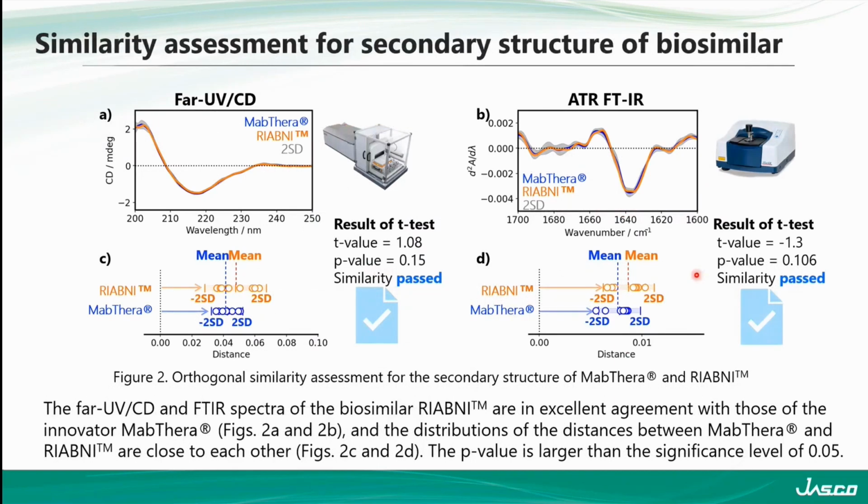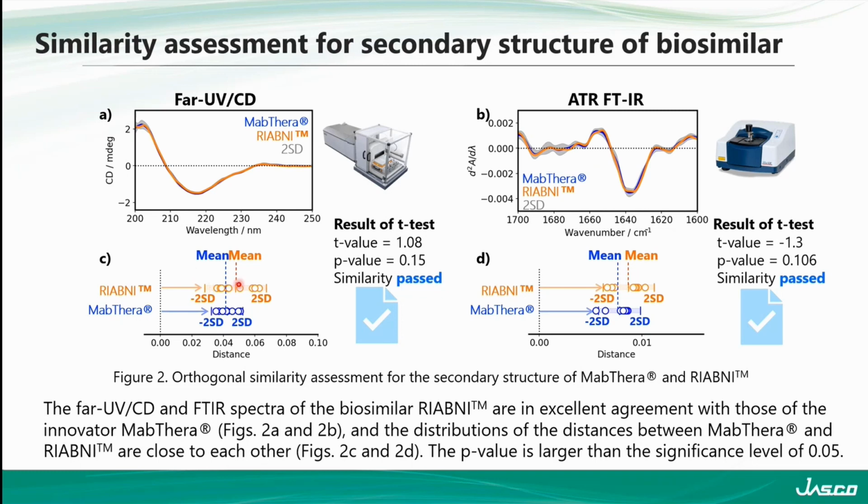Next, we're going to be looking at similarity assessment of the secondary structure of these proteins. We're going to be using CD and FTIR. On the left-hand panel here, this is our secondary structure CD spectrum. Now we're going to be looking at the innovator material MabTera in reference to our biosimilar Reabni. Visually, once again, we can see that they line up quite nicely, that there's a little bit of noise up here towards the 200 nanometer region. And also we can see that the MabTera has a bit more negative-going intensity at the tip there. So we could ask ourselves, well, will this come out statistically significant?